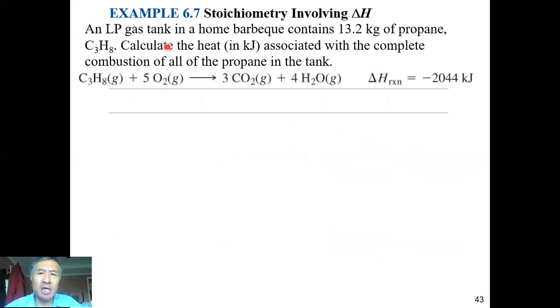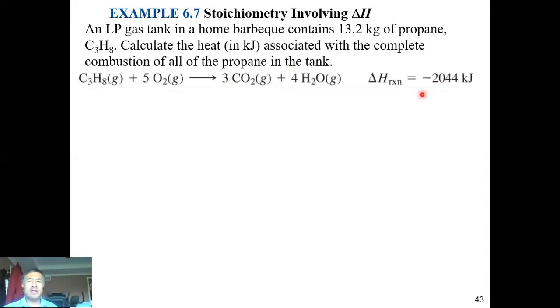Example 6.7, stoichiometry involving delta H. The LP, standing for liquid propane, gas tank in a home barbecue contains 13.2 kilograms of propane, C3H8. Calculate the heat in kilojoules associated with the complete combustion of all the propane in this tank. We are given the combustion reaction equation for propane: C3H8 gas plus 5O2 gas produce 3CO2 gas plus 4H2O gas, and delta H reaction equals negative 2044 kilojoules.